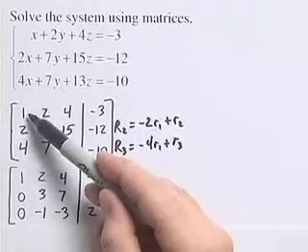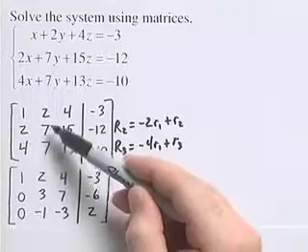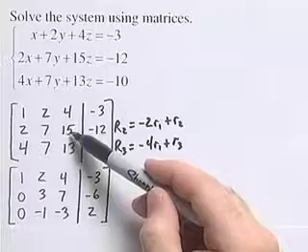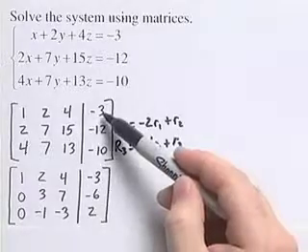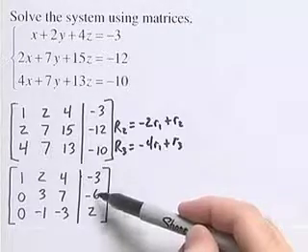We get negative 2 times 1 plus 2 is 0. Negative 2 times 2 plus 7 is 3. Negative 2 times 4 plus 15 will give us 7. Negative 2 times negative 3 plus negative 12 will give us negative 6.